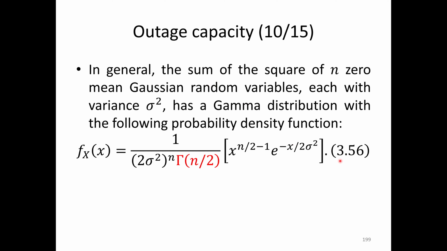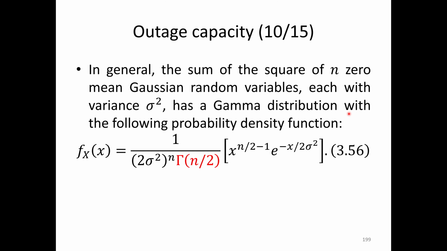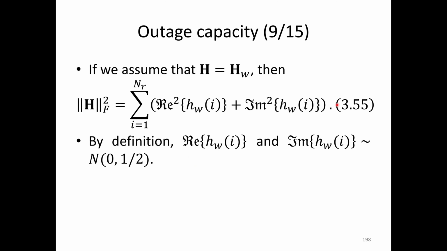So let us compare equation 3.56 and the previous equation 3.55. The sum of the squares of n zero mean Gaussian random variables, each with variance sigma squared. Now in equation 3.55, they are NR times 2.